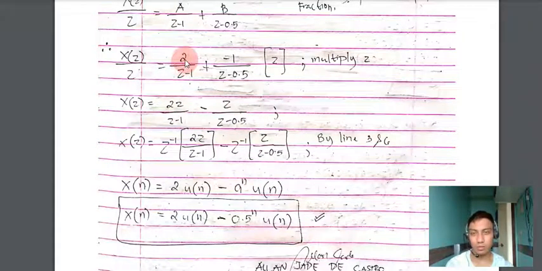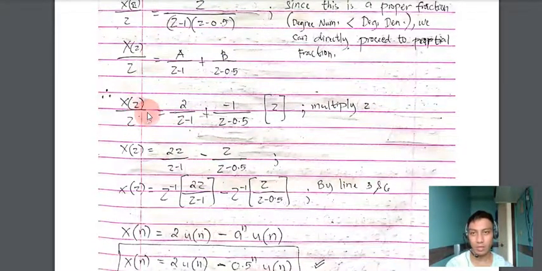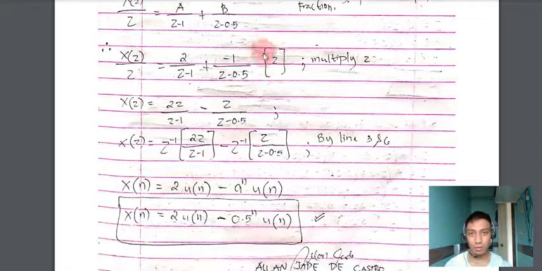So substitute this: X of z over z equals 2, which is the solved a, over z minus 1, plus negative 1, which is the given b, over z minus 0.5. Multiply this by z, so we are left with X of z equals 2z over z minus 1 minus z over z minus 0.5.